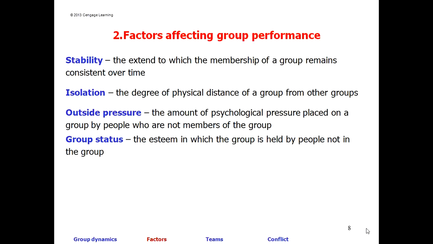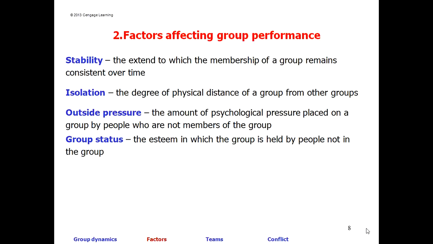Stability, isolation, outside pressure, group status. These are the factors that affect the performance of the group in a particular organization. It means that when a particular group is working, other people from the other group make them get into the importance of the performances. Stability is the extent to which the members of a group remain constant or consistent over time. Isolation is the degree of physical distance of a group from other groups.